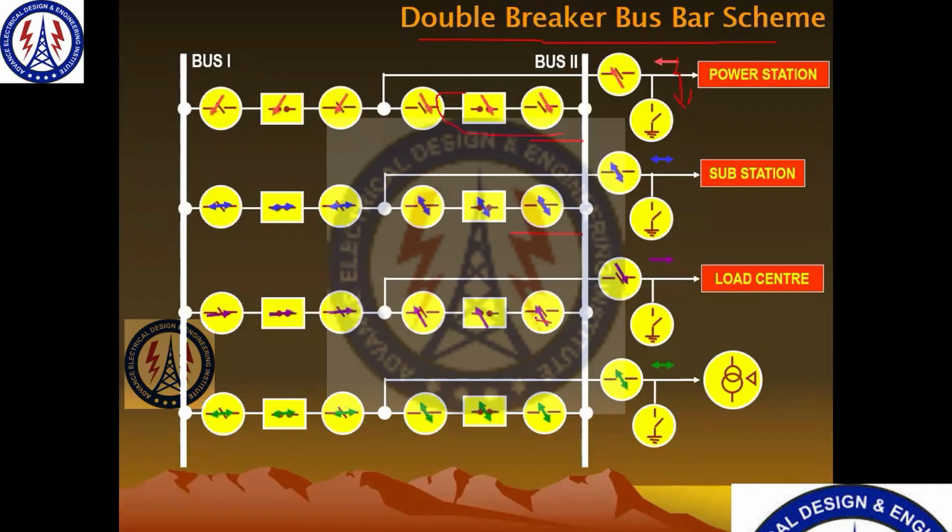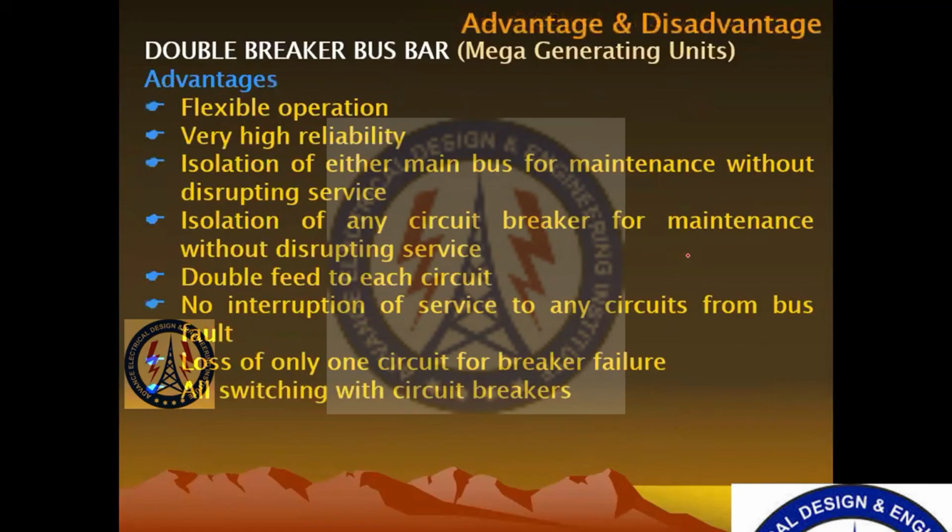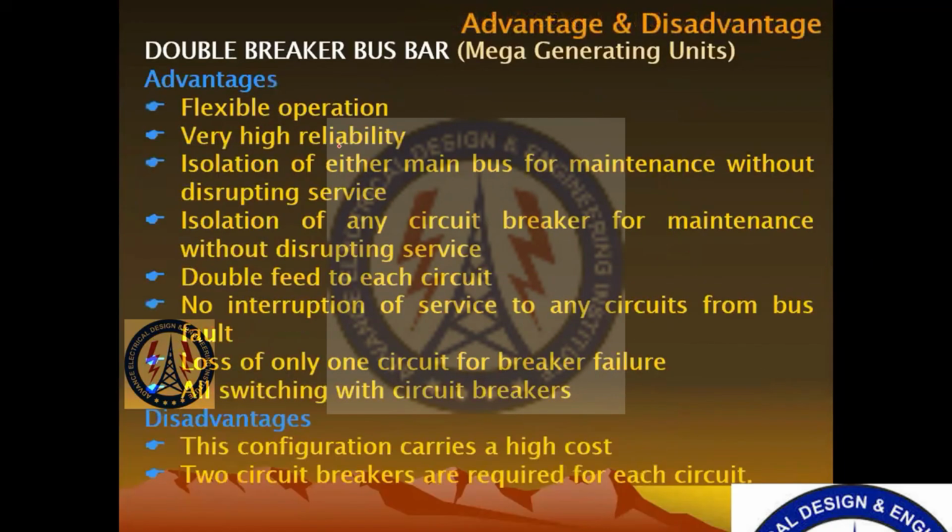But suppose this feeder will be interrupted 3-4 times in a year, or 5 times in a year. You calculate the cost of interruption of this feeder not providing the power and the cost of this complete substation, then you will find the penalty that you need to pay is higher. So that's why you put this double breaker in a mega substation. Okay. So flexible operation, very high reliability.